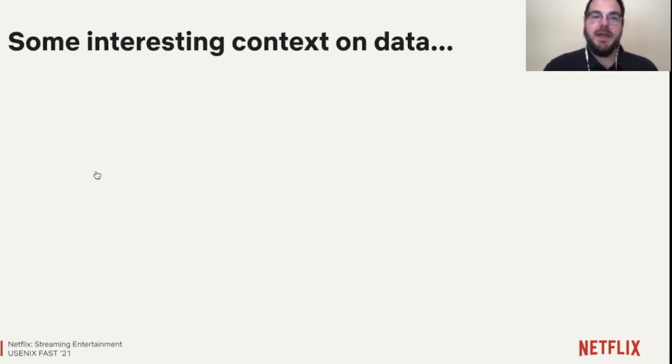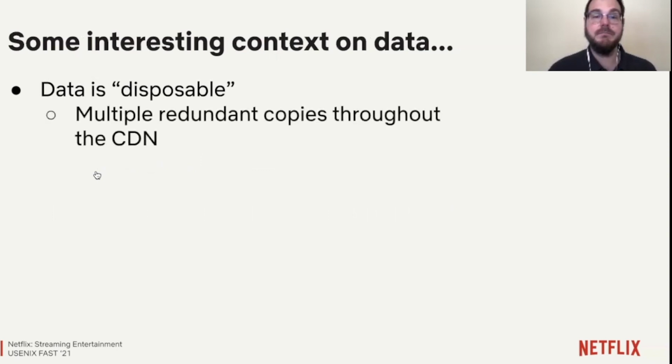It's probably helpful to have some context on the way that we view our data. Our data is disposable, which is to say that we have so many redundant copies spread through our CDN that we can tolerate drive failures without sacrificing our ability to serve content. This buys us some cost advantages because we can buy slightly cheaper storage components and tolerate the elevated failure rate we get from using those in our CDN.